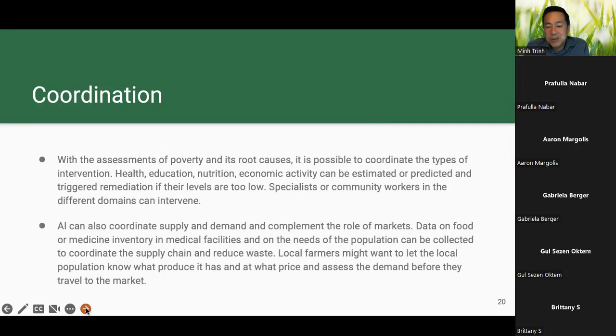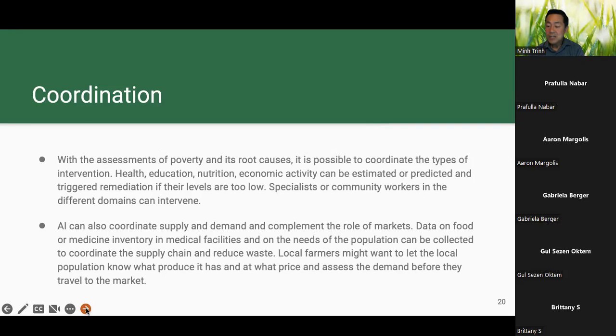So PCOC, right? Prediction, coordination, optimization, control. The other areas are less covered by AI today, but I think they're going to be explored more in the future. To address poverty, we saw it as multidimensional, so we also need to be able to predict health, education, nutrition, economic activity, unemployment, economic growth. These things also need to be tackled by AI and machine learning models. We need to be able to predict them and coordinate the efforts among the specialists or community workers in these different domains.